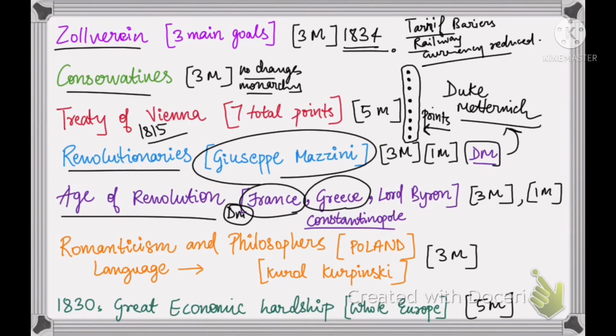And here we have an English poet, Lord Byron, who came to analyze things, but he died because of fever in 1824. And this was also a board question which was asked. Finally, Greece was declared an independent nation and the Treaty of Constantinople was signed in 1832.